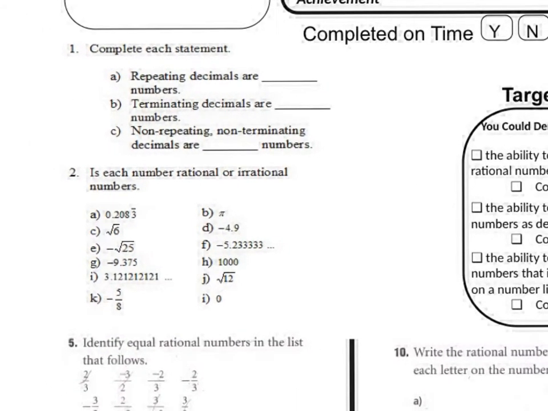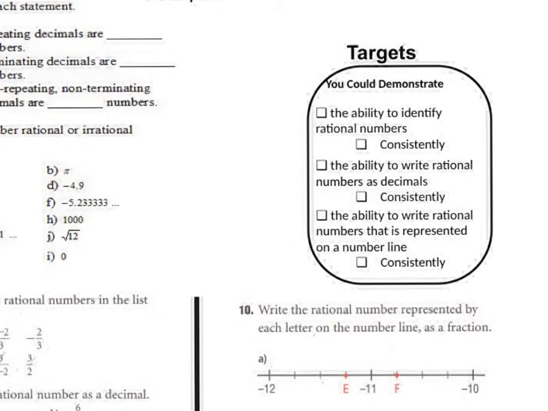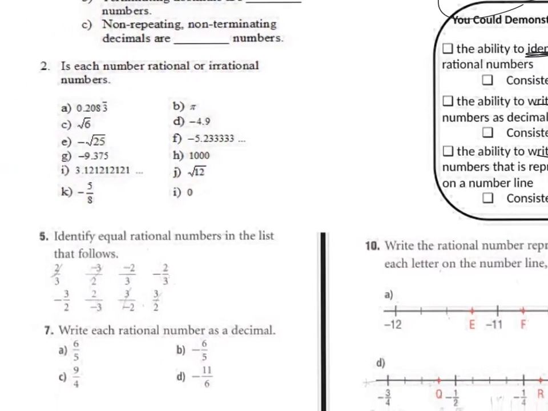So right off the bat, it asks which of these are rational numbers, and again, I'm going to let you do that on your own. Just look at the definitions, and you should be okay. Remember, our targets are: can you identify rational numbers? Can you write rational numbers as a decimal? And can you write a rational number that's represented on a number line, which will be questions like number 10 and so on. So remember your targets when you're doing all these worksheets.